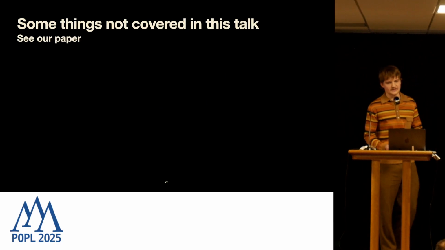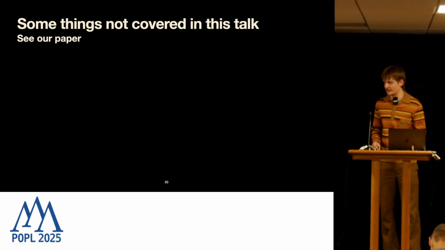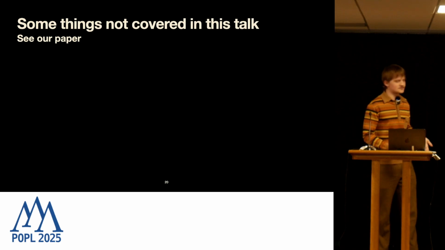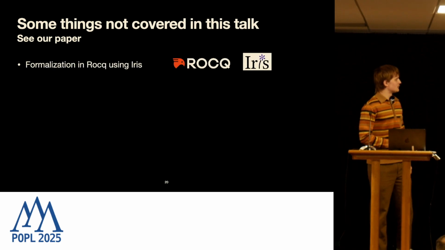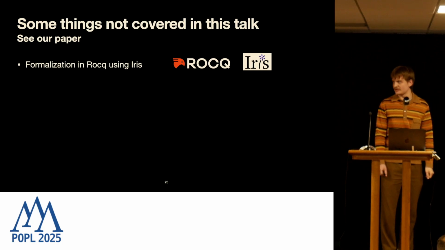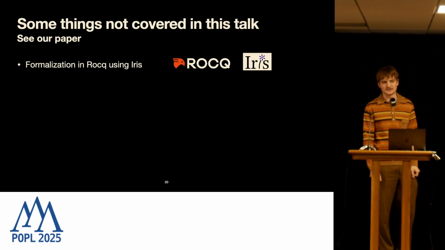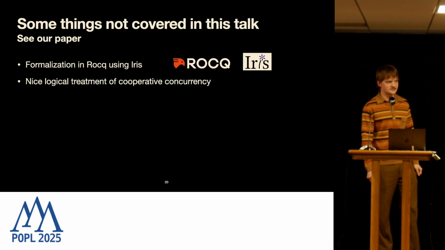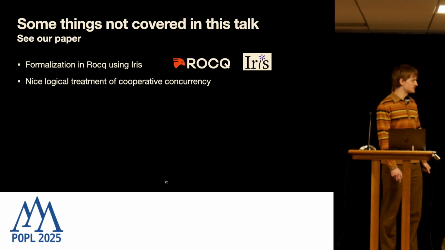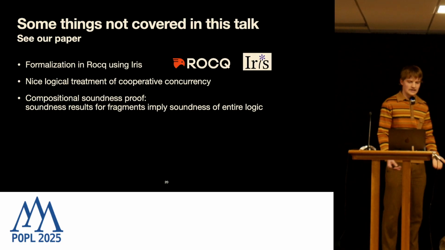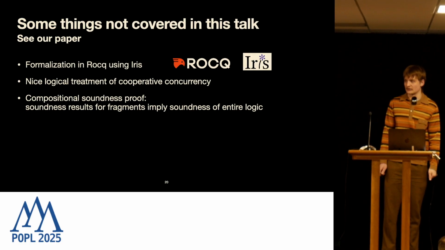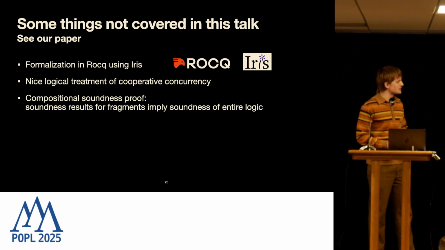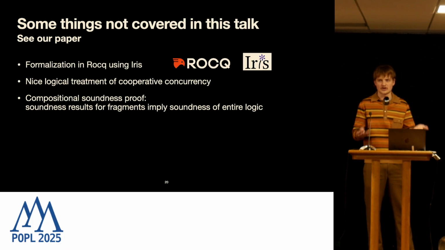So here are some things that are not covered in this talk, but are covered in the paper. If any of these things pique your interest, you can check out the paper. For one, we have a formalization of the entire theory in Rocq using Iris, the Iris separation logic. Furthermore, we have a very nice logical treatment of cooperative concurrency, which we use to model preemptive concurrency. Then we have a good account of compositional soundness proofs. So we have soundness results for each of these program logic fragments, and we demonstrate how you can put those soundness results together in order to obtain soundness for the entire I-tree Hoare logic.